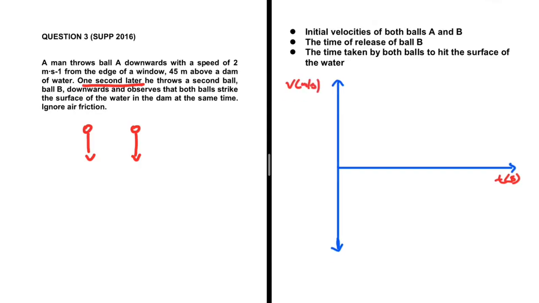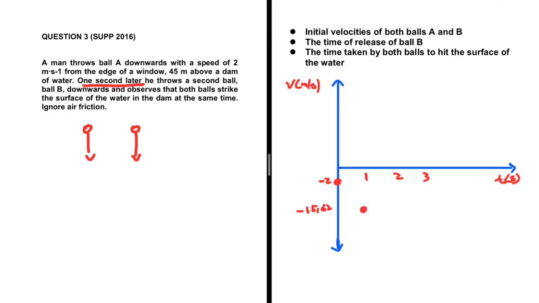Because ball A strikes the ground in 2.83 seconds, on the time axis, we can have 1, 2, 3. The initial velocity for ball A is minus 2 meters per second. That is at t equals 0. So we have a coordinate right there. And for ball B, the initial velocity is 15.62 meters per second downwards. So let's go ahead and have minus 15.62. It is at t equals 1. So this is the first point for ball B.